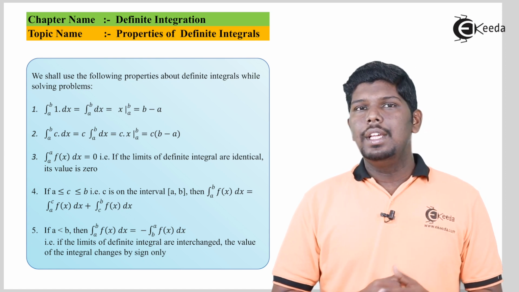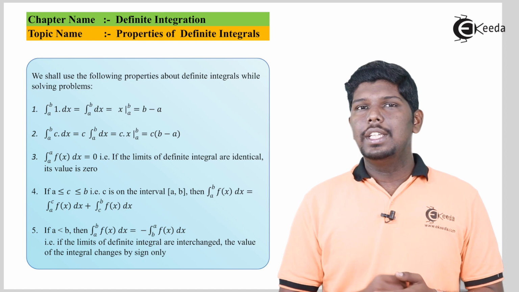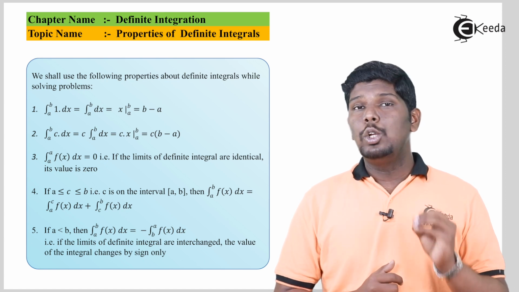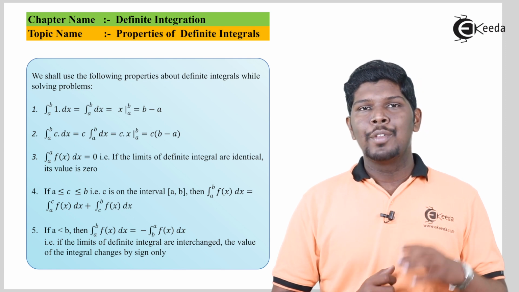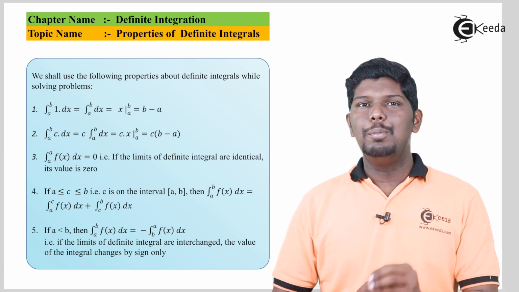Now in property number 3, suppose we have integral a to b f of x dx is equal to 0. The conclusion that we should understand is that the upper and the lower limits are identical. Only in such cases the integration will be equal to 0.